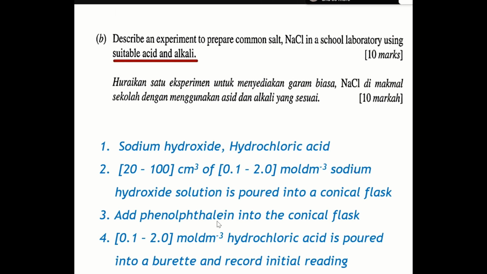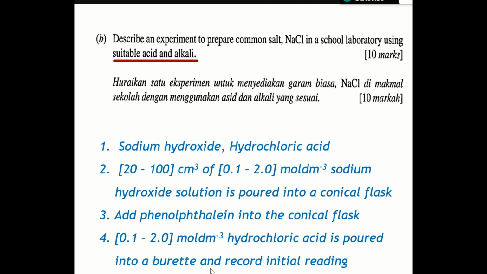After that, what do we need to do? Then we say that 0.1 to 2 molar hydrochloric acid is poured into the burette, and then the initial reading is recorded. Why must we record the initial reading? Because later on we want to find out the volume of the acid used to exactly neutralize the sodium hydroxide solution. So record the initial reading.